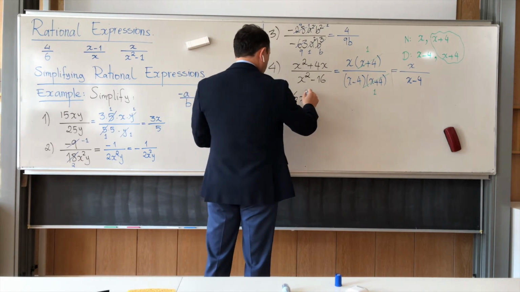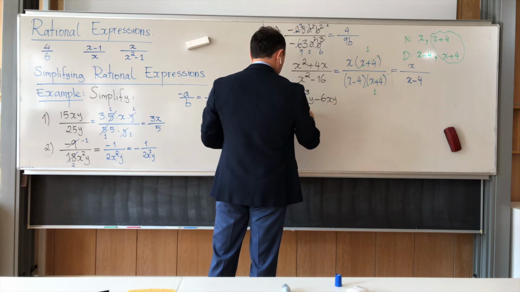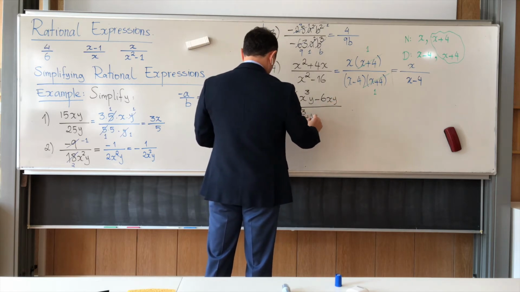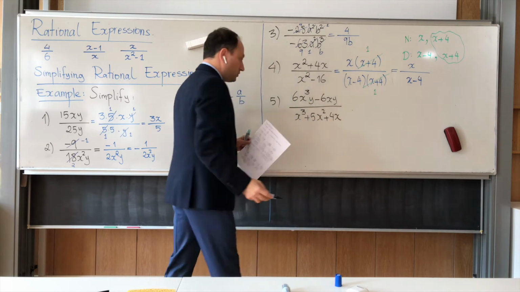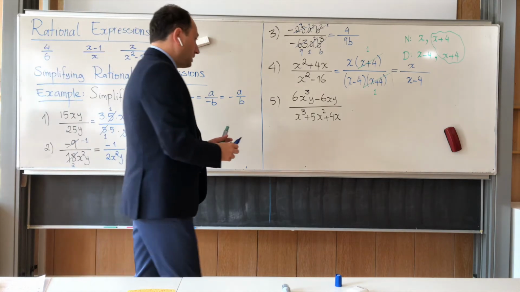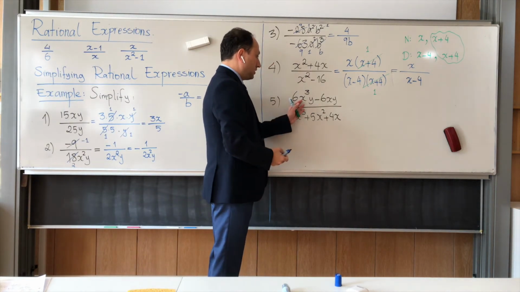So 6x to the 3y minus 6xy, and then divide this by x to the 3 plus 5x squared plus 4x. So I want to simplify this. So what can I do? You see, I need to factorize. It is not in factorized form.